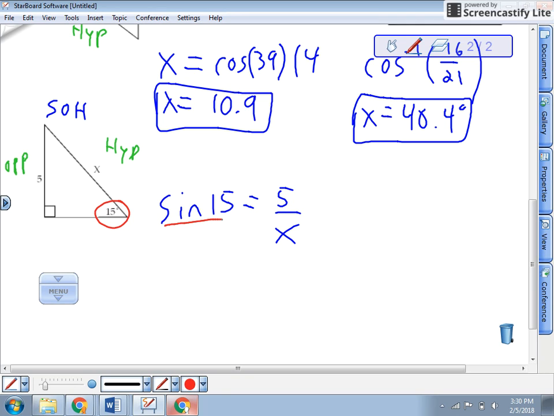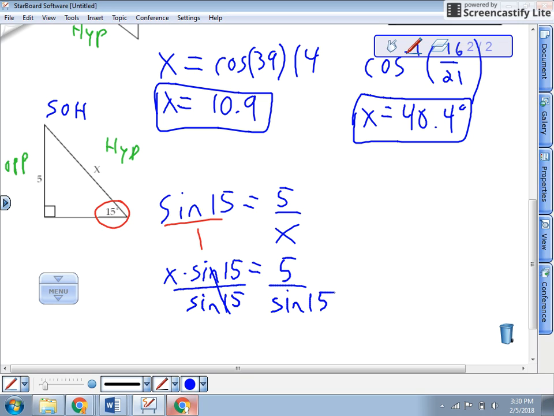So when we do that, we get x times sine of 15 equals 5 times 1, which is 5. We're going to divide each side by sine of 15. Remember, that's a value, so that's going to cancel out. Divide 5 by sine of 15. You're going to type that in your calculator. You're going to get x equals about 19.3.